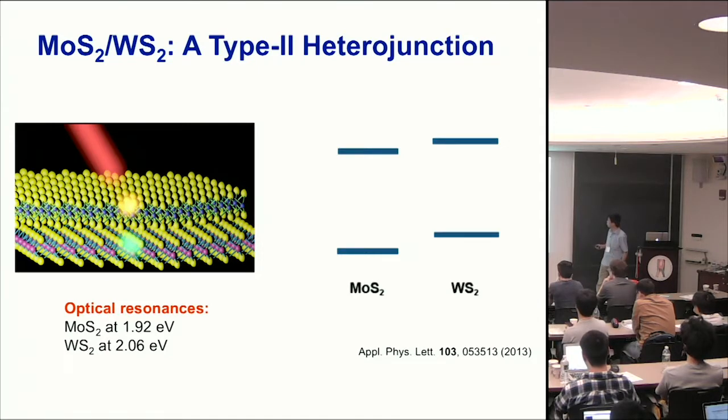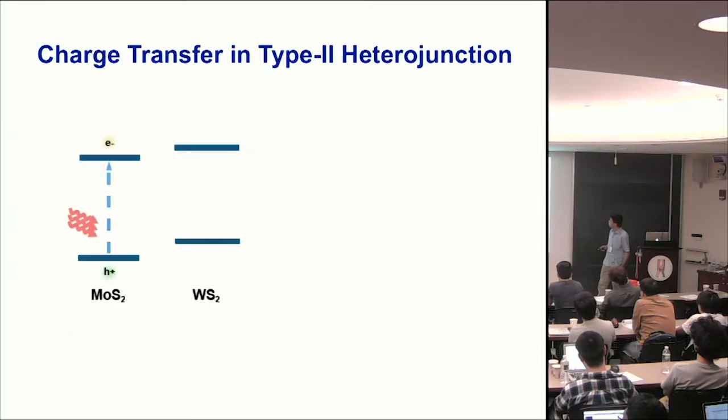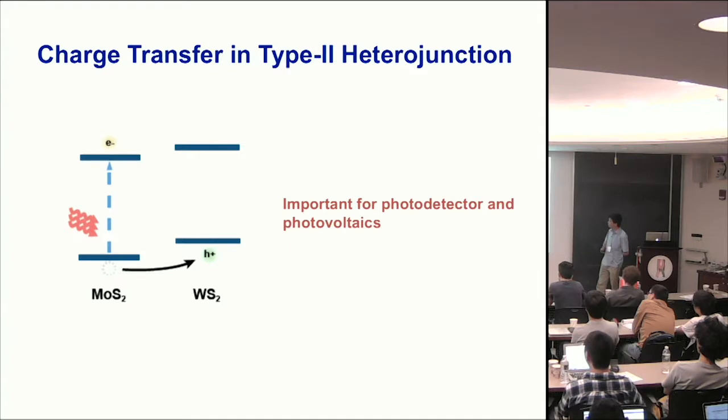So here I show an illustration of the MoS2 and WS2 conduction and valence bands. What you can see is that they have an offset and form a so-called type 2 heterostructure. What that means is that the lowest energy state for electrons sits in one layer and the lowest energy state for holes sits in the other layer. For this type 2 heterostructure, a very natural thing that can happen is a charge transfer process. For example, if you create an electron-hole pair in MoS2, the hole would prefer to go to WS2 because that's the lowest energy state. So it naturally leads to very fast charge transfer.